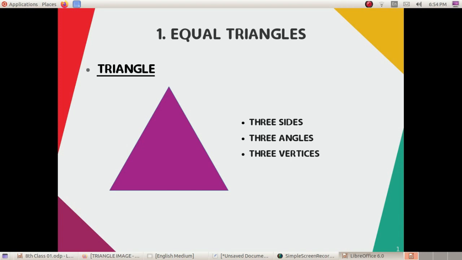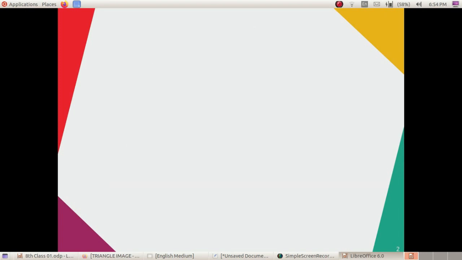You have studied a lot about triangles in your previous classes. You know how to draw a triangle if the three sides are given, right? Look at this picture. There is a triangle with the sides 4 centimeters, 5 centimeters and 7 centimeters. You know how to draw it, right? First draw the base 4 centimeters. Then take the compass and draw two arcs from either side of radius 5 centimeters and 7 centimeters.